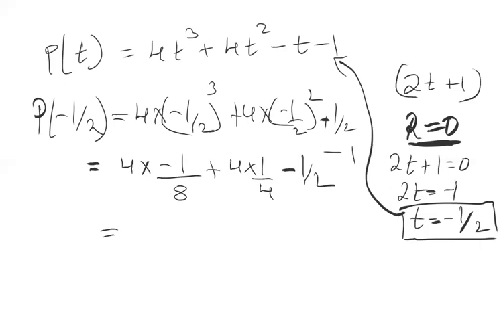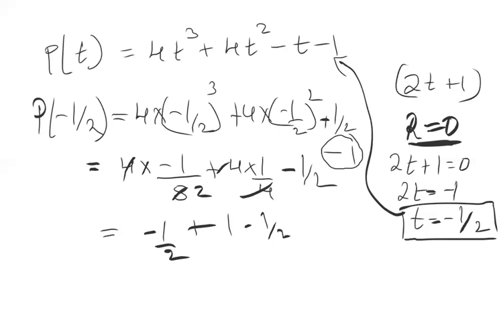You can do this by yourself. And I think you will get 2, if I'm not wrong. Oh, and there's a minus 1 here. I didn't see that minus 1. So when I put that minus 1, I'll get 0.